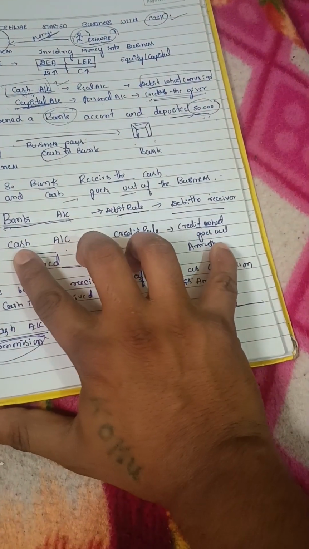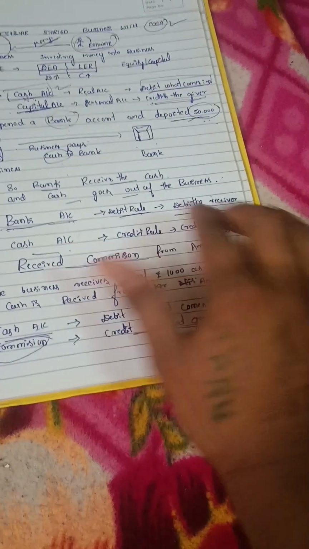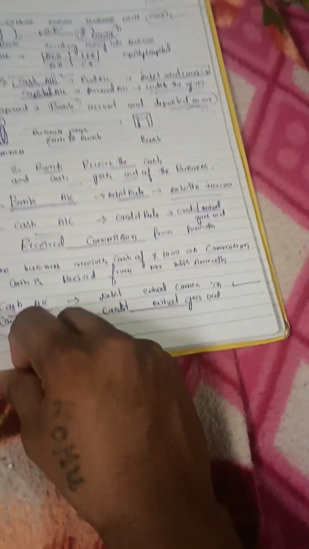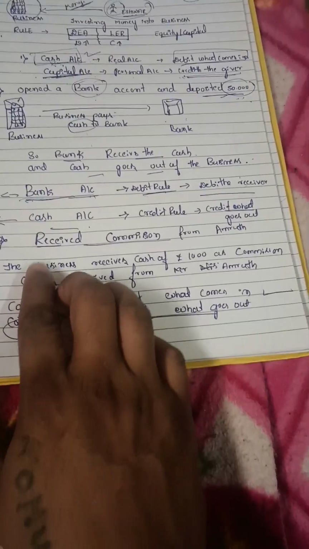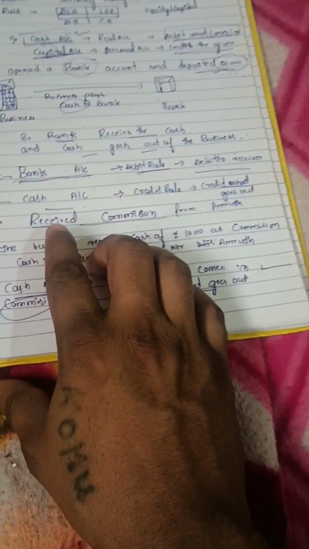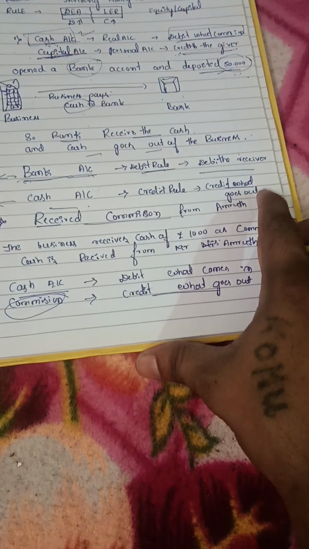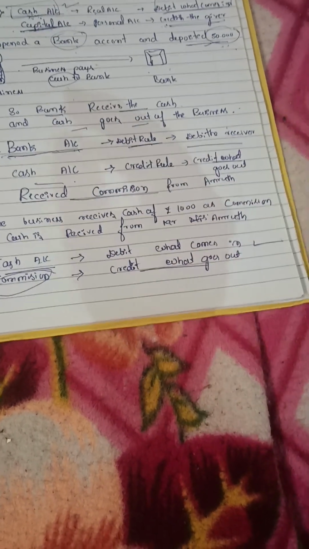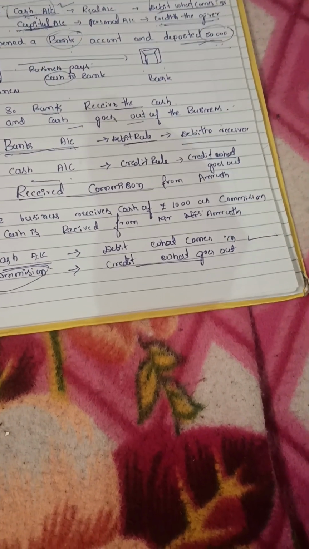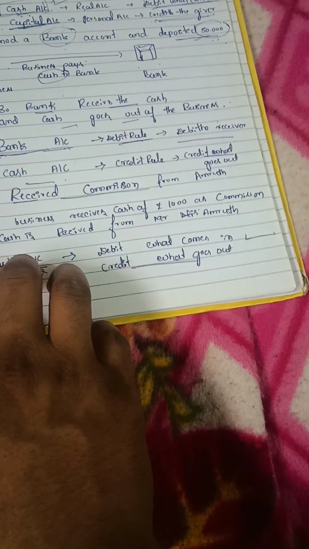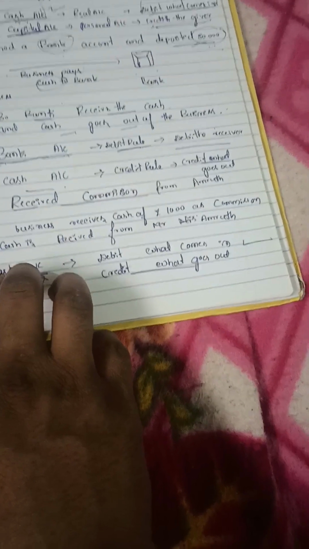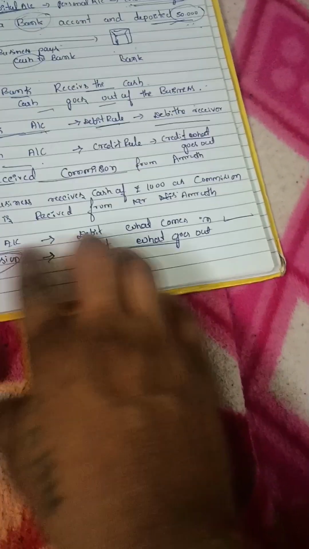Simple. Now, third one. Third question: received commission from Amrut. Correct. So what is happening here? Your business is receiving cash. So what is the real account rule? Debit what comes in, credit what goes out. Business is receiving cash, so debit what comes in, cash account. What is coming into business? Cash is coming. That's why we are debiting this cash account.